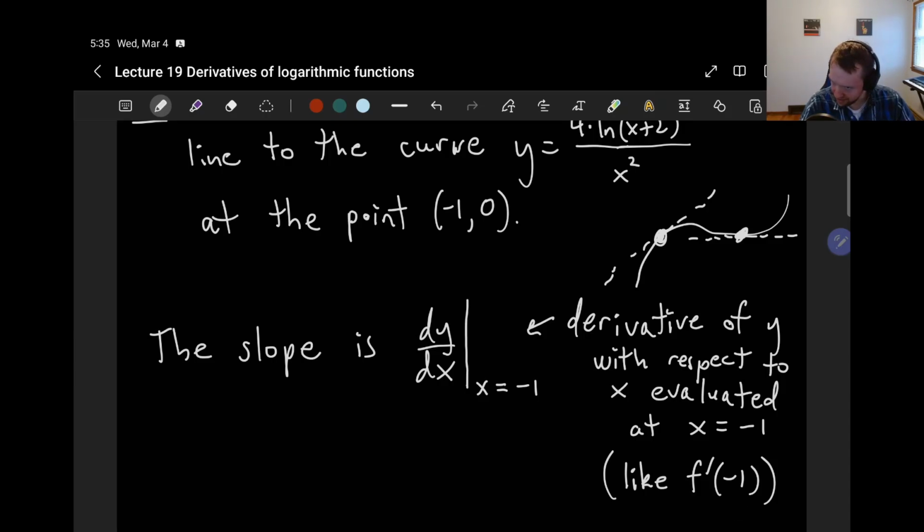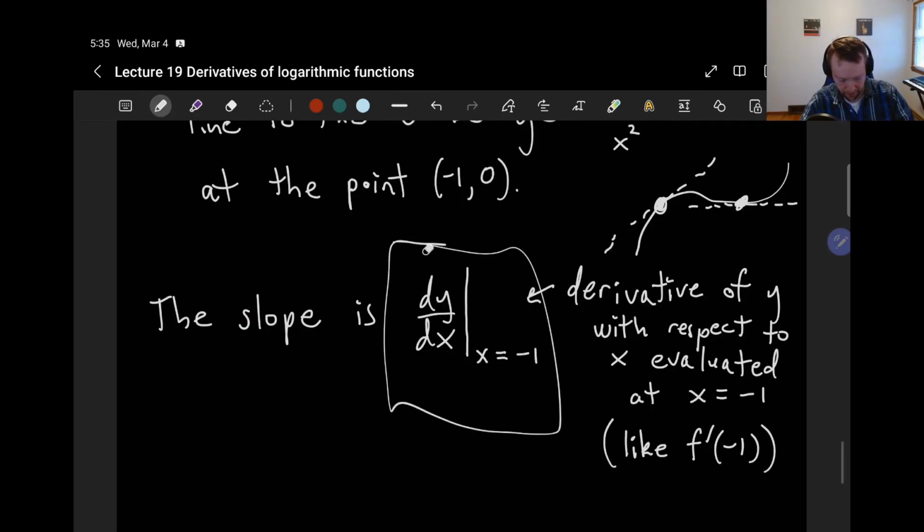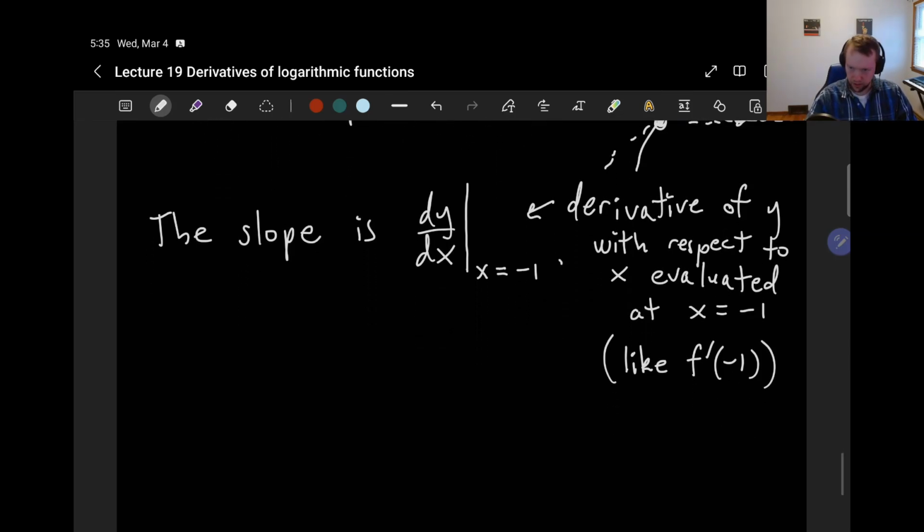The reason I did not use this language for this problem is because I'm not talking about an f. I'm using the language of y, but it's really the same thing. I'm just being a little more consistent with my notation, sticking with the y notation for this problem. Okay, so we need to take a derivative. We'll take the full derivative first, and then we'll just plug in that x value, -1.